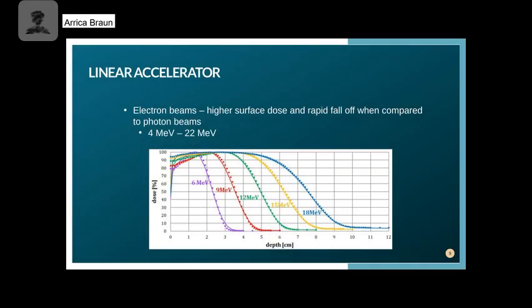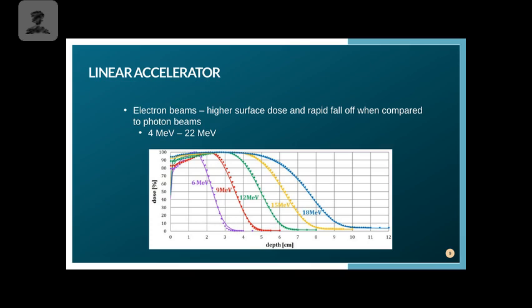Just like our photons, the megavolts, we have electron beams. And so electrons are typically used for much more superficial structures because they deliver the dose much closer to the surface. We typically have a higher surface dose, and then a rapid fall off when we compare it to photons, because with photons, a lot of them are still going to penetrate pretty deep, but the majority of the dose is at a certain depth. So with our electron beams, we have anywhere from 4 MeV up to about 22 MeV.